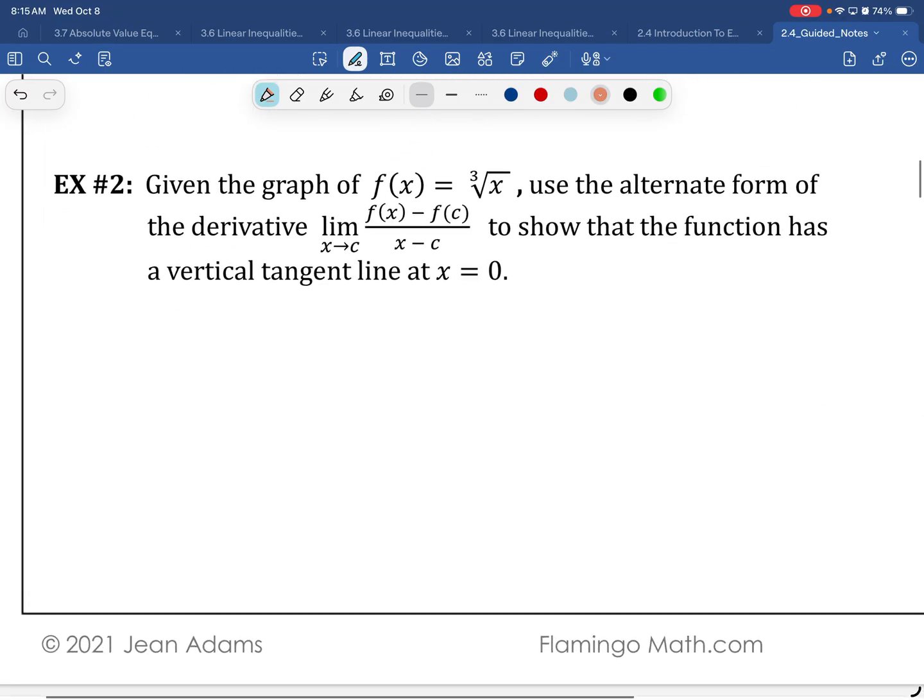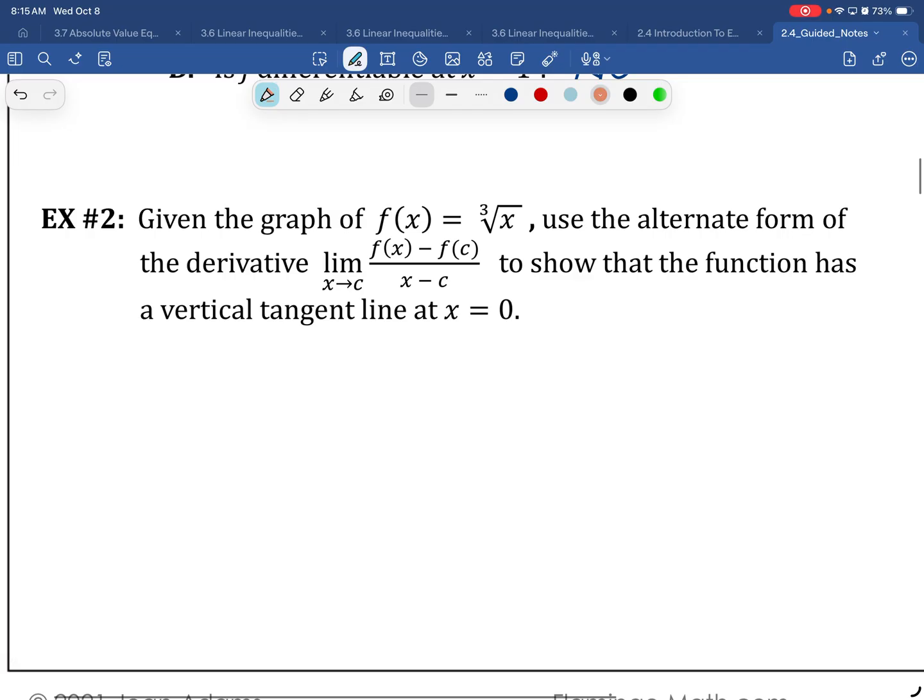Do you know how to use the alternative form of the derivative to come up with a formula for this derivative? Okay, do it. Okay. I'll do it while you do it.